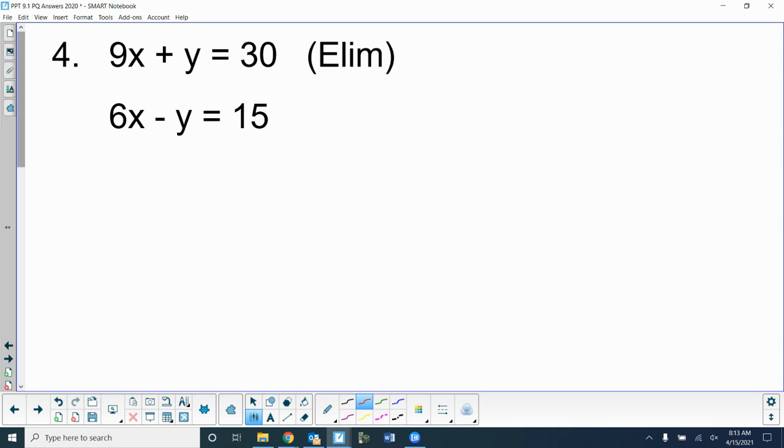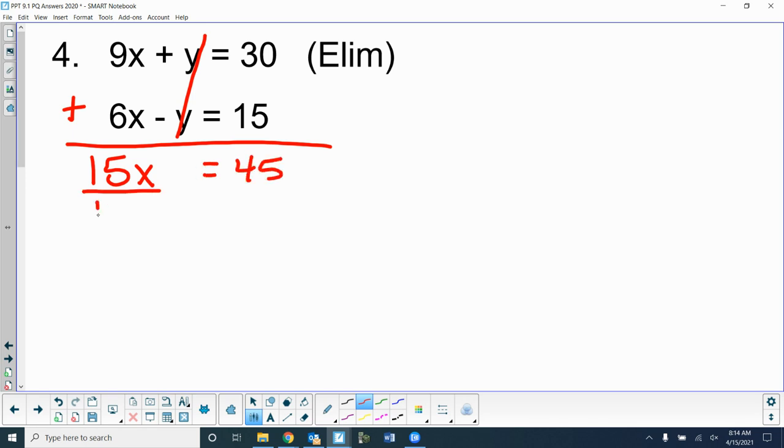Now look at the signs of the y's. Are they the same or different? They're different. Remember, when they're the same, we subtract. So when they're different, what do we do? We add them. So you should just add these right away. And you get 15x, and then those y's are eliminated. Positive 1 plus a negative 1 is 0, right? That's what we want to happen. And then 30 plus 15 is 45. Divide by 15. And x is 3.